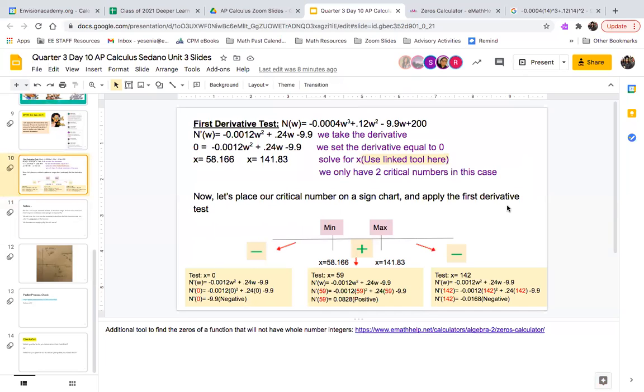And then, oh, how do we find the answers? I'm confused. Well, Rosa, again, first derivative test. What you want to understand is we're using the first derivative test to help us sketch the function that we were given.